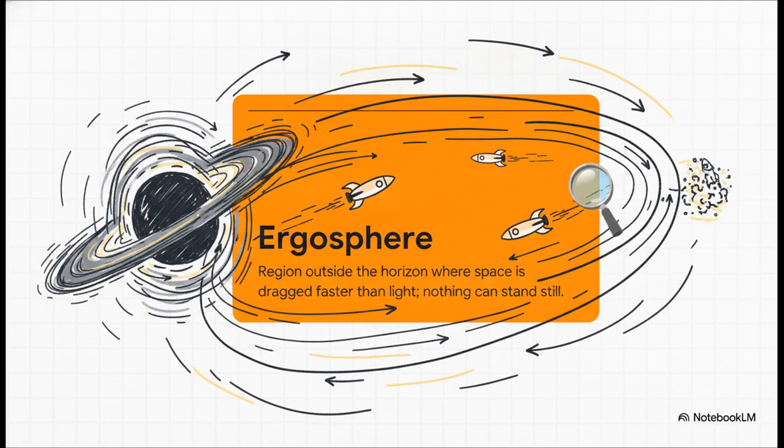You are absolutely forced to orbit in the direction the hole is spinning. But there is a perk. Because the ergosphere is outside the event horizon, you could theoretically fly in, steal some of the black hole's rotational energy through a mechanism called the Penrose process, and escape back into the universe.